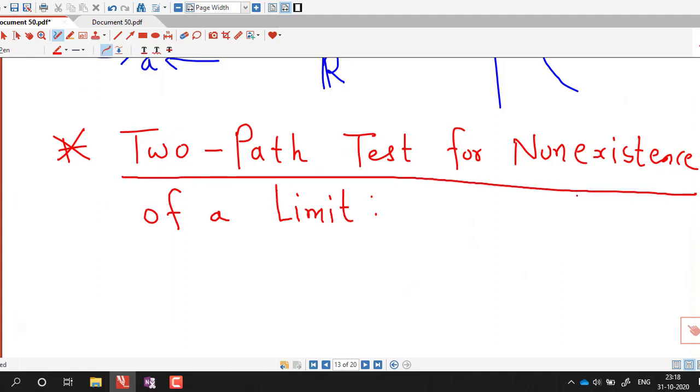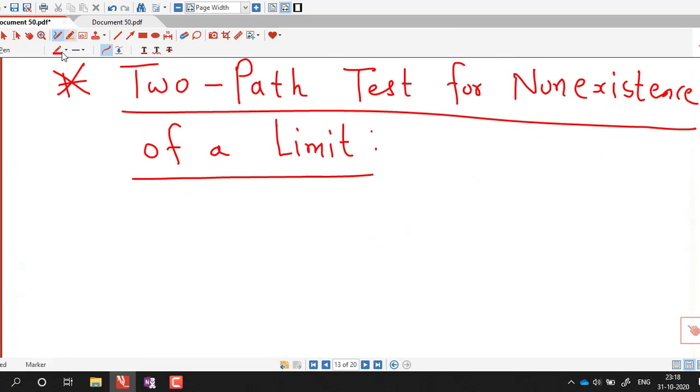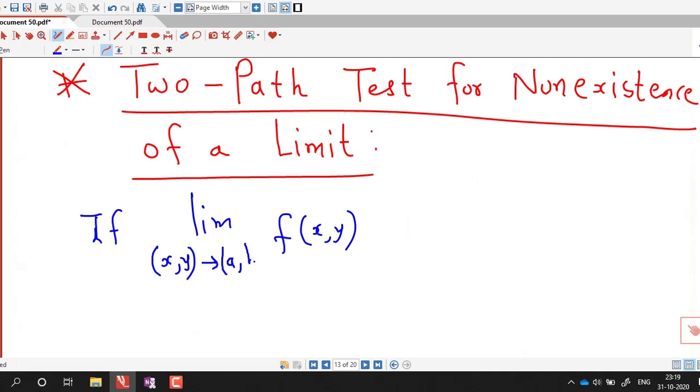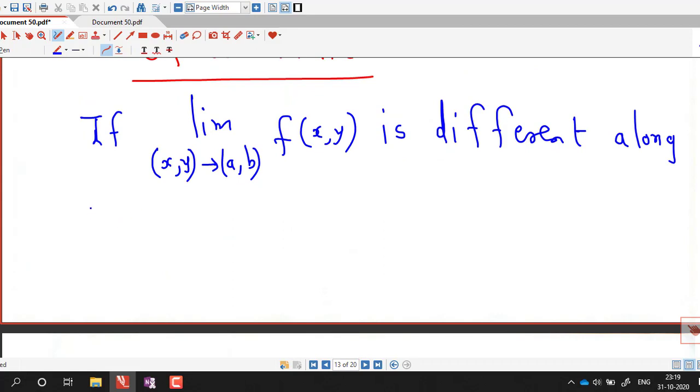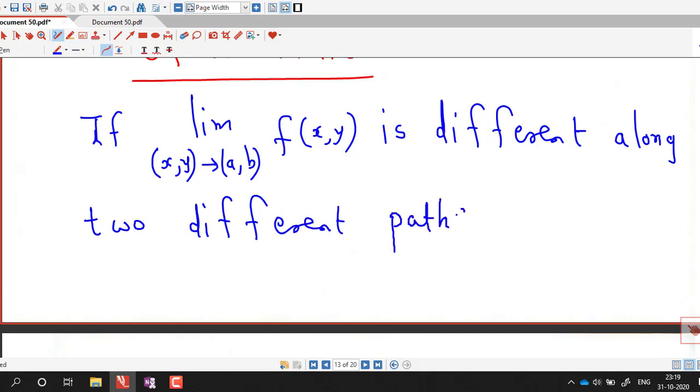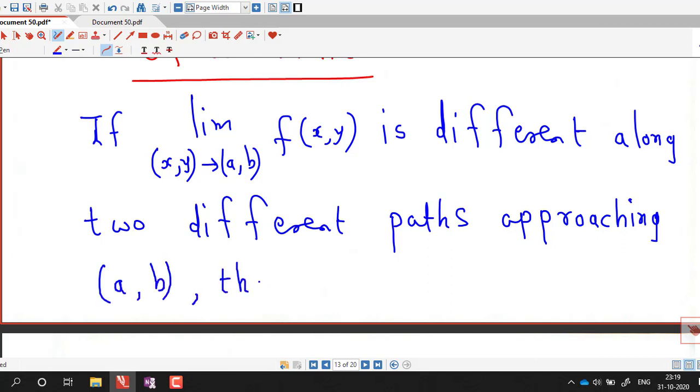So what this test says: if we can find out two different paths, if the limit of f(x,y) as (x,y) tends to (a,b) is different along two different paths which approach this fixed point (a,b), then the limit does not exist.